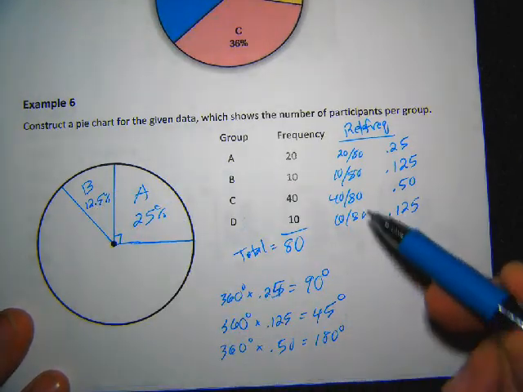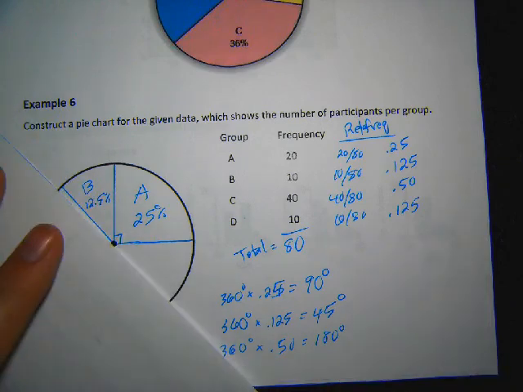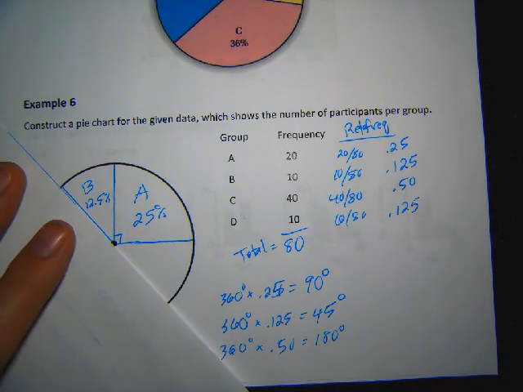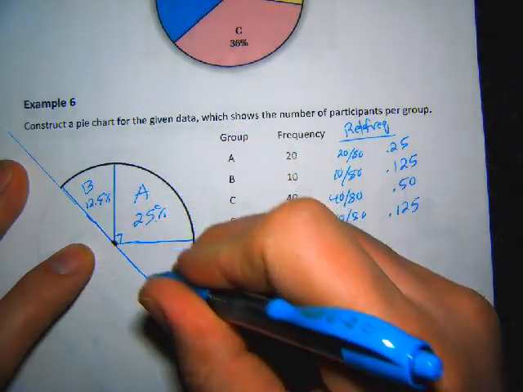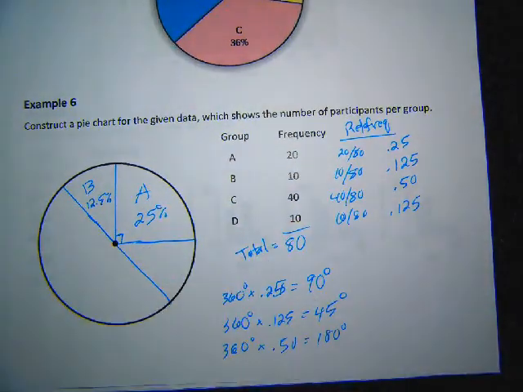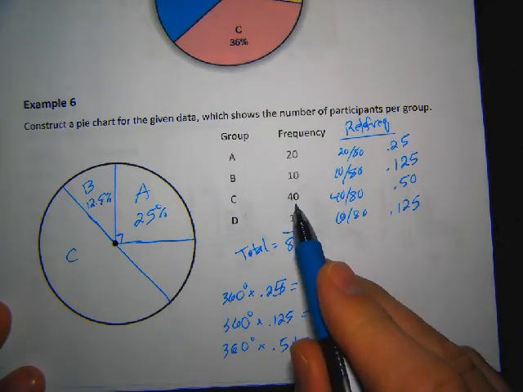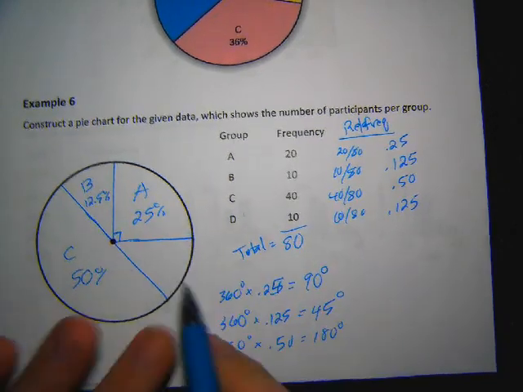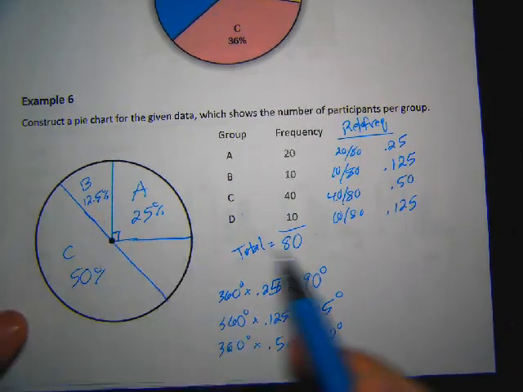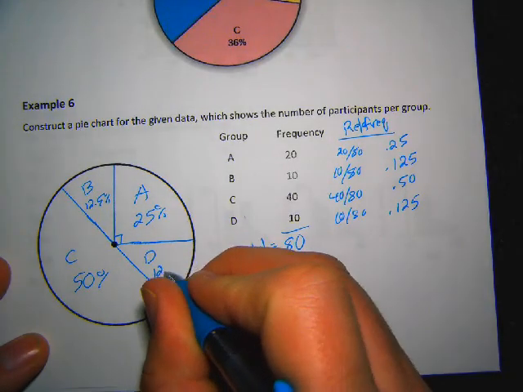Next one was actually 180. It's half the circle. So if we just extend that line so it goes on through the whole circle, what do we call it, diameter. Then this is half your circle, and that would be category C because it was the biggest piece, 40 out of 80, so half of it, so 50%. And this last piece that's left over should be about the same as that one because it also should be 12.5%. So that's category D, 12.5%.